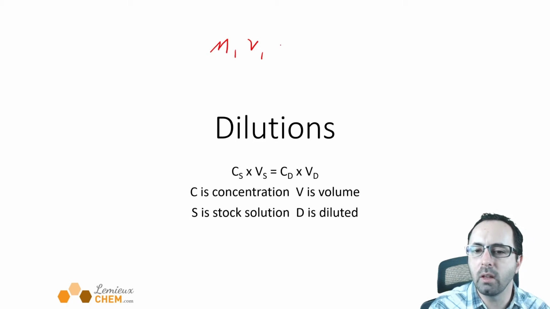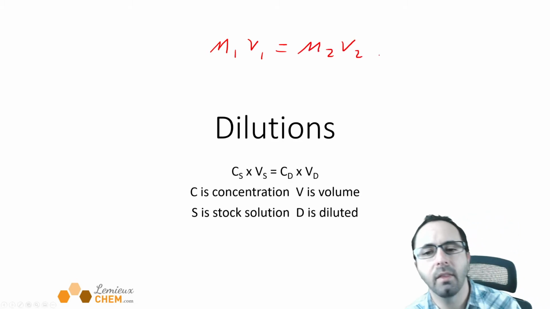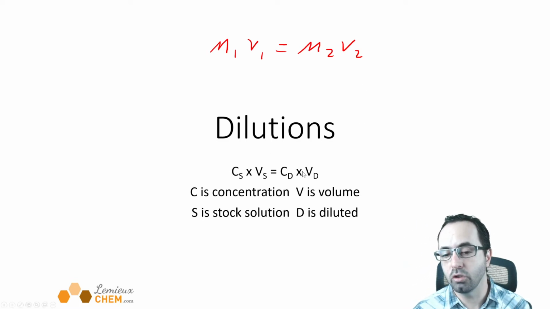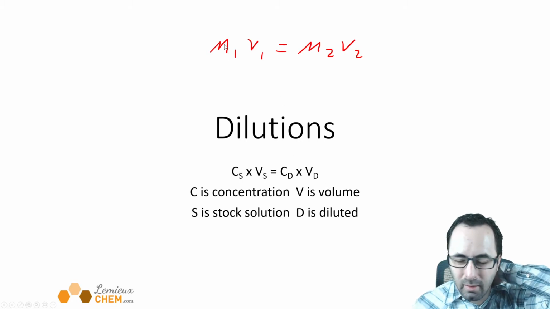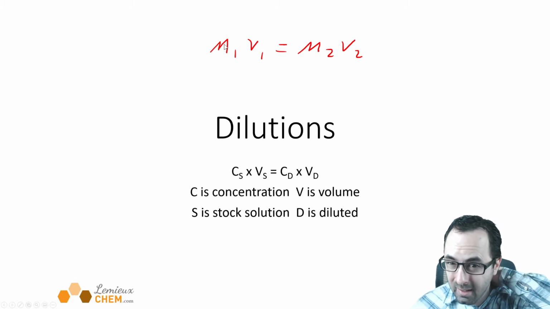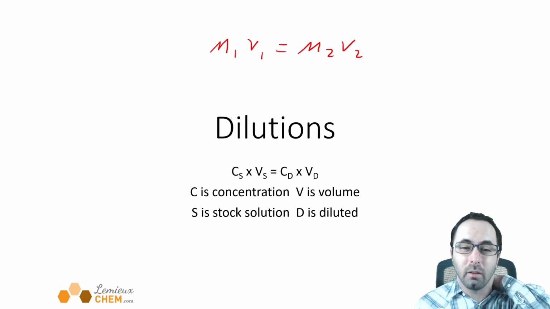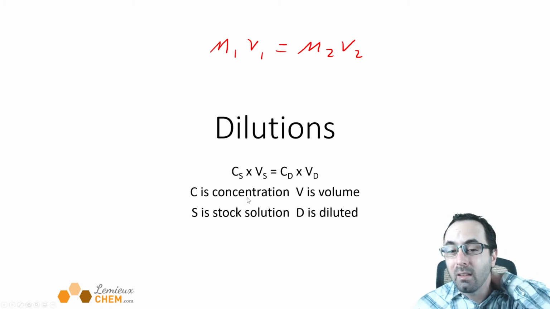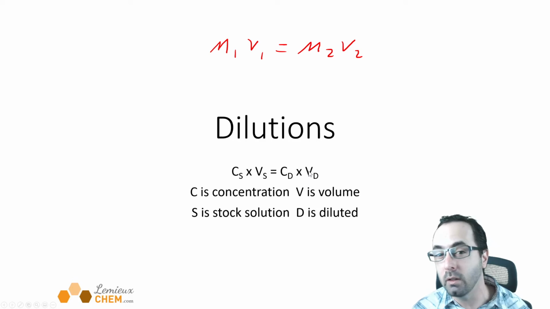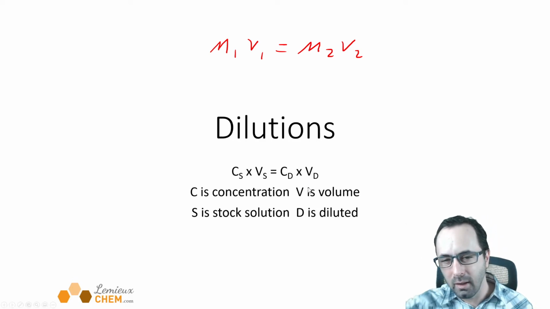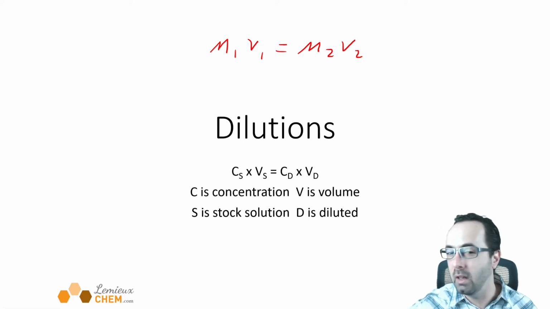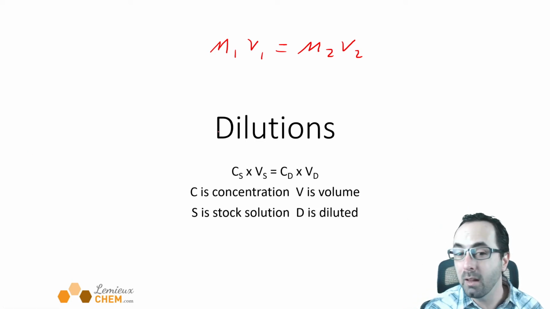It says M1V1 equals M2V2. That's the same thing, okay? And this is just a little bit more general. So I like to use this way because M is specifically saying molarity. It's referring to molarity, but not all concentrations are molarities. This equation works whether your concentration is a molarity or not. So that's why I show the equation a little bit differently than you may see it in the book or on a video on YouTube, but it's the same equation.